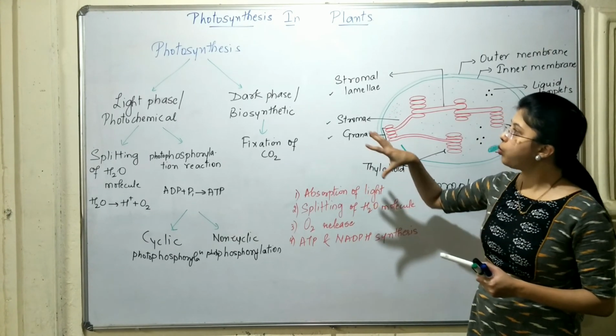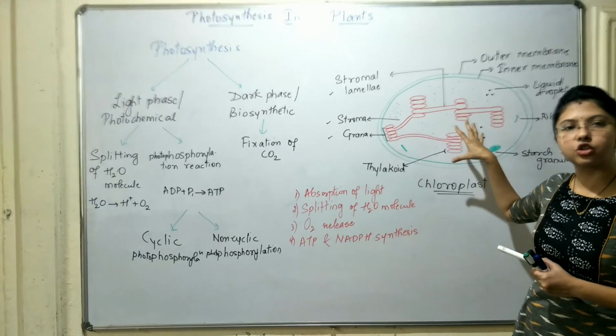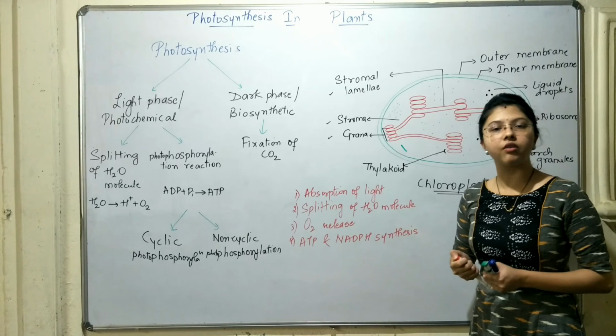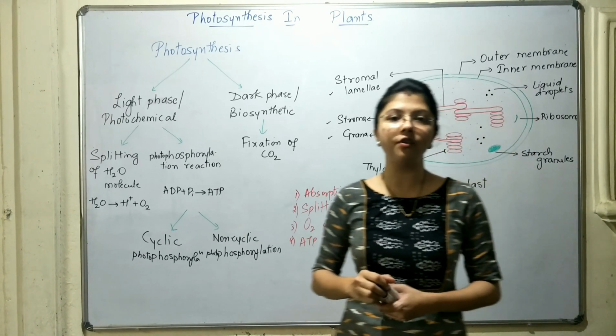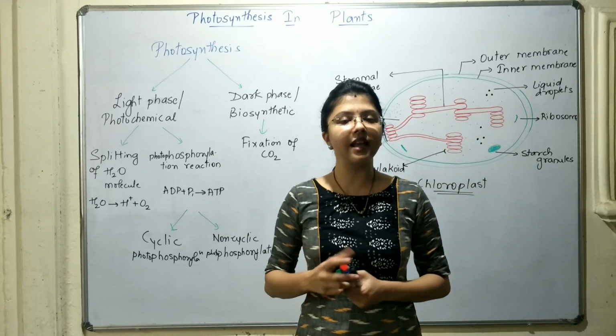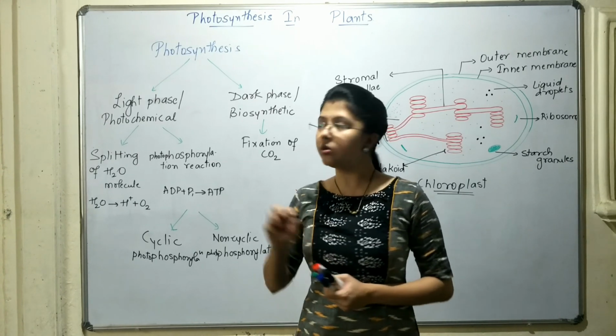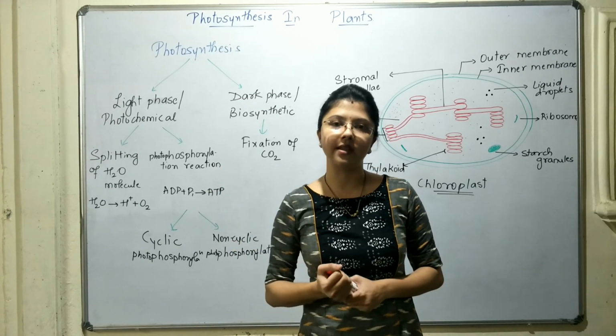So this is about how the site of photosynthesis is structured and what the different types of activities or reactions involved in the process of photosynthesis are. In the next lecture, we will study what the pigments involved are and how these light reactions take place. Thank you.